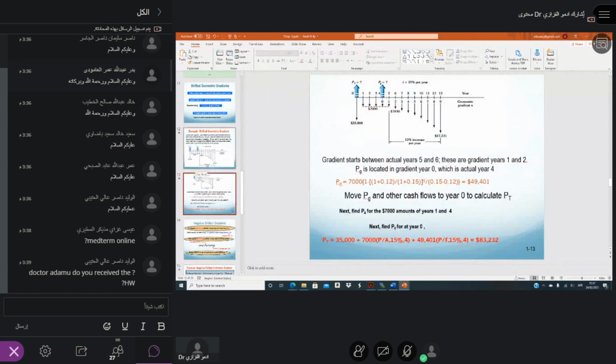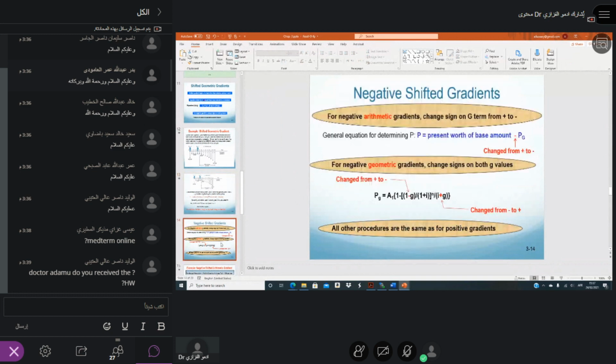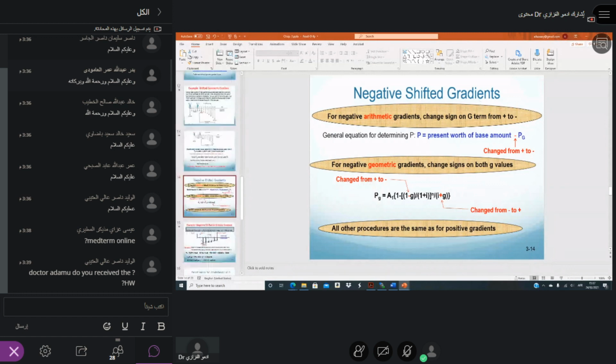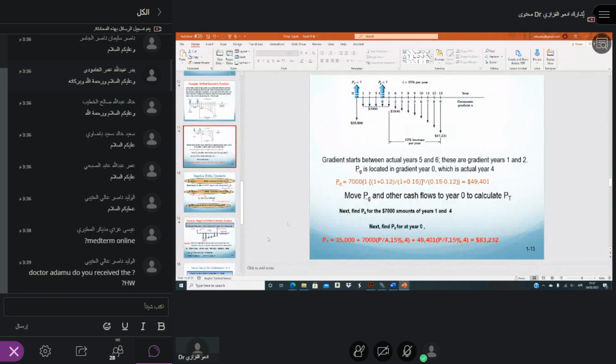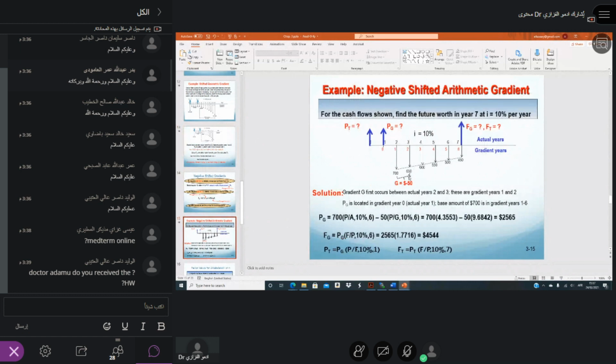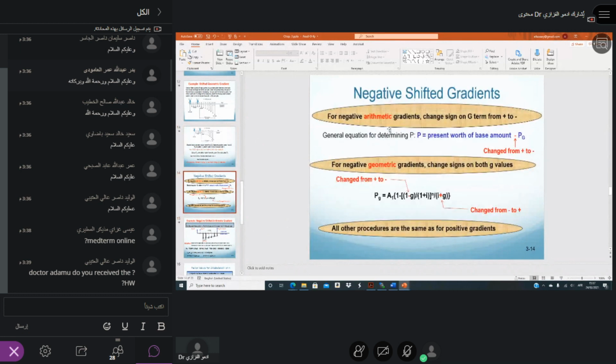So this is it for shifted geometric gradients. Now, if you have a negative shifted gradient, just the way we said a positive shifted gradient will move this way, a negative shifted gradient will move this way. So if you have a negative shifted gradient, this is the way you can calculate the present total or whatever.